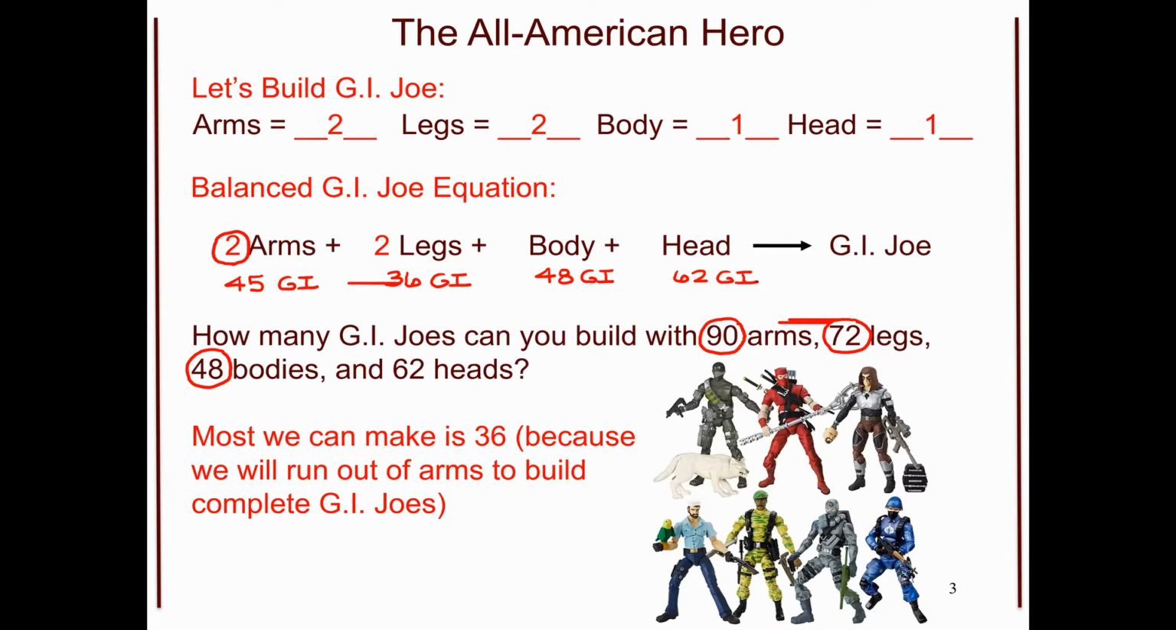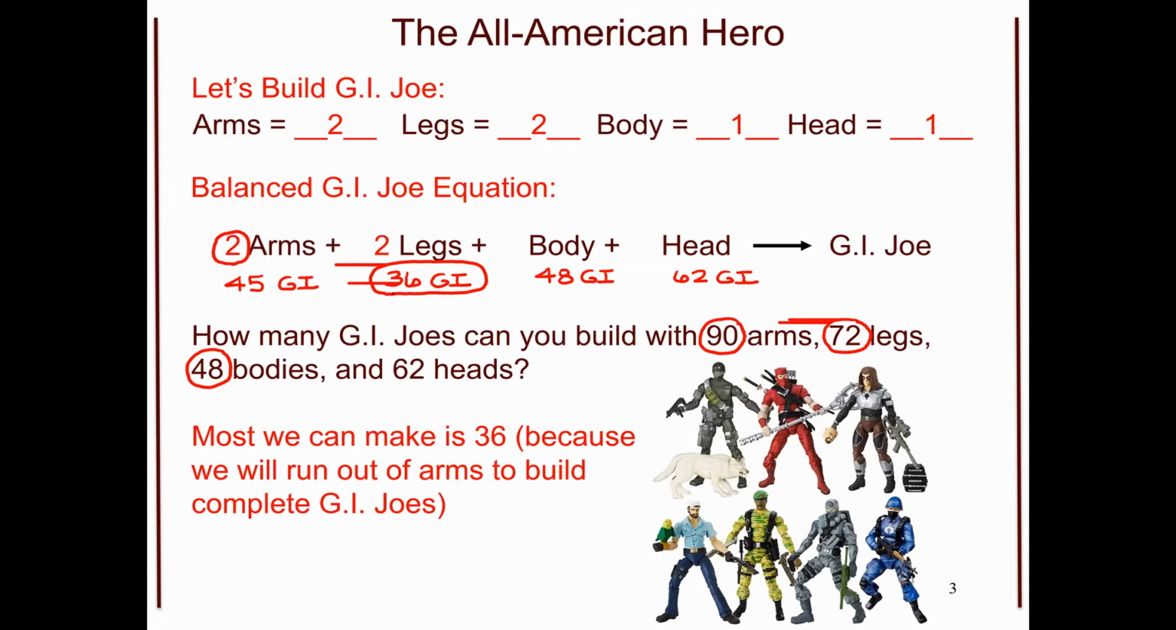Let us go and see the smallest amount of completed GI Joes that I can build. So notice that that is 36. You see that number right here. 36 GI Joes are going to have arms, legs, a body, and a head. That is a completed GI Joe. That is a completed molecule.